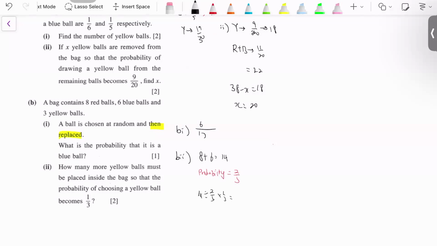Okay. So in this case, our 1/3 is 7. So in order to have a probability of 1/3, the yellow balls must be 7 at the end of it. Currently you have 3. That means we must add in 4 more. So the answer is 4. 4 more yellow balls must be added. Okay.